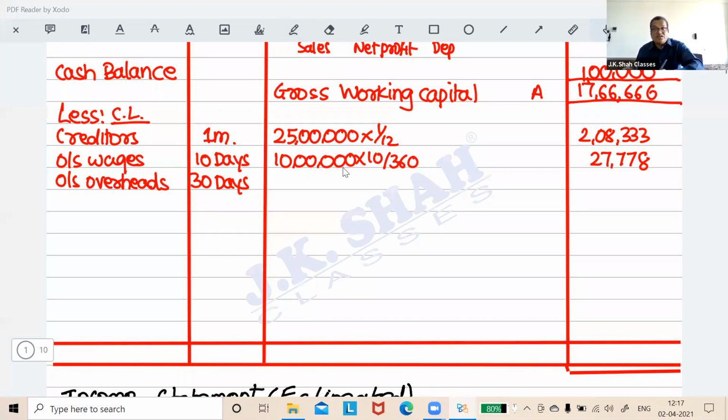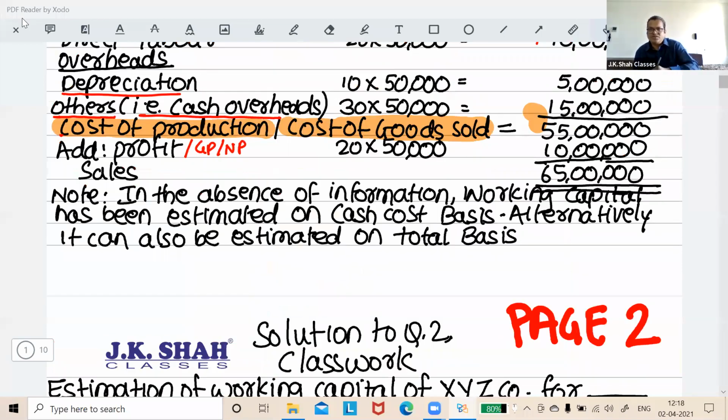Okay. Now, one second, I'm going to ask you guys one last final time. When I'm taking outstanding overheads, I'm going to take the total amount or only cash overheads? Total amount or only cash overheads? Only cash overheads. Everybody understands this? Yeah? Okay. So our cash overheads were how much? See this for yourself. Cash overheads are 15 lakh.